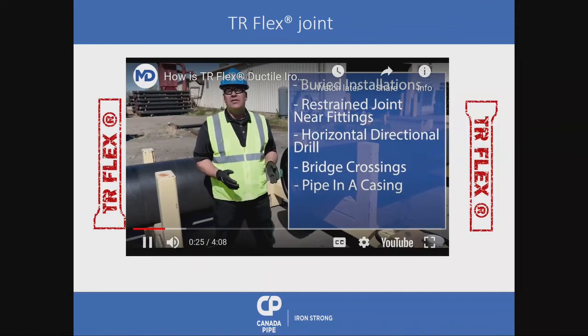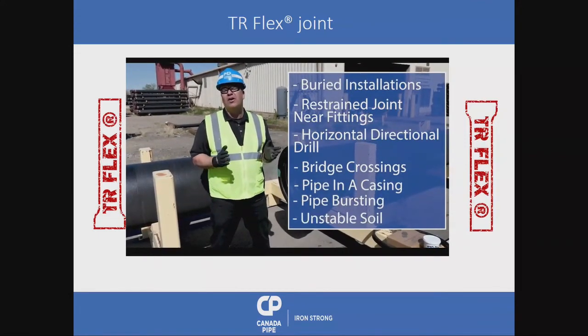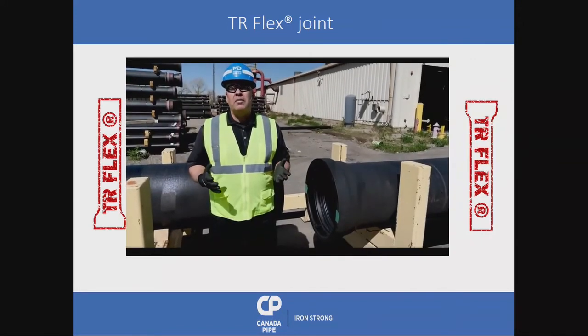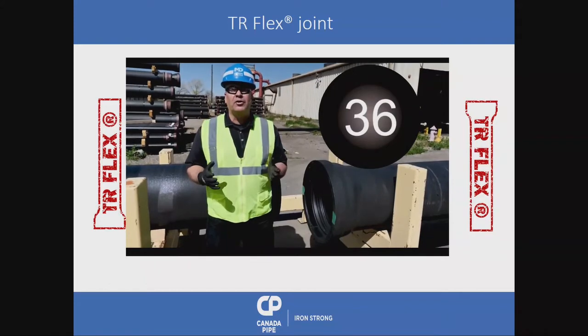Pipe in a casing, pipe bursting, or any other application where you have unstable soil. McWane Ductile manufactures TR Flex pipe in sizes 4 through 36-inch diameter.